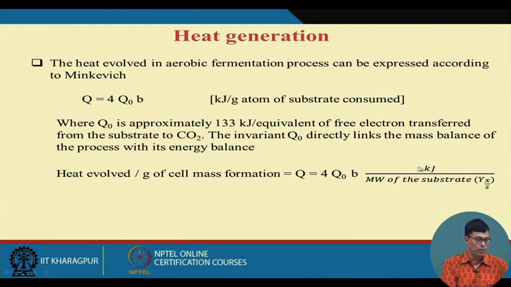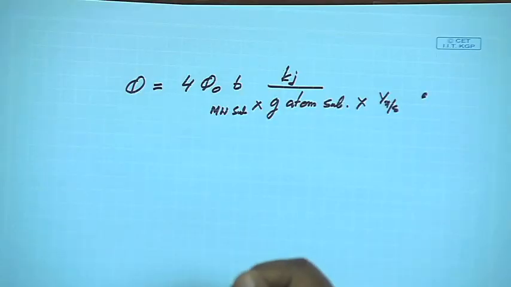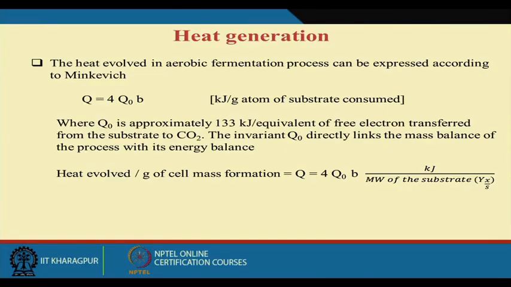Suppose you want to produce 10 kg of Baker's yeast in the Baker's yeast fermentation process. For the production of 10 kg of Baker's yeast, you can easily calculate how much heat is evolved with the help of this equation. So this is all I want to tell about the stoichiometry of bioprocess. In the next class I shall discuss different problems on the stoichiometry of bioprocess, so that your concepts will be a little bit clearer. Thank you.